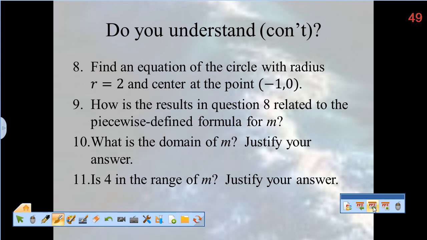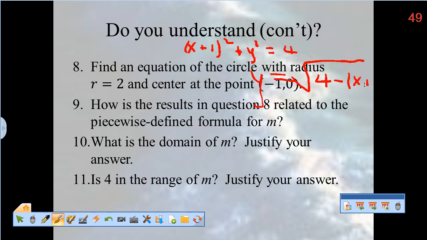Find an equation of a circle with radius 2 and the center at the point negative 1, 0. All right. Well, that would be x minus negative 1, so that's plus 1, squared, plus y squared, because there is no y it's 0, is equal to the radius squared, which is 4. So now let's solve for y. Y is equal to the square root of 4 minus x plus 1 squared. Okay, and it's going to be plus minus. Plus for the top part of the graph, negative for the bottom part of the graph.